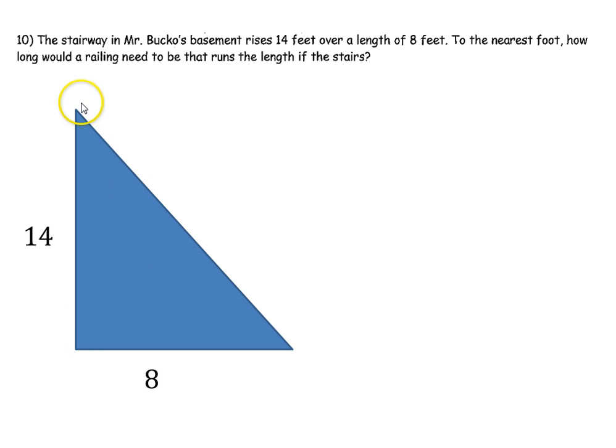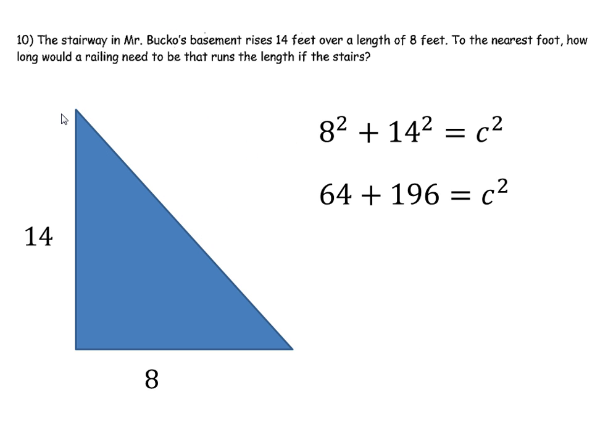So we're going to use the Pythagorean theorem to find this missing side. So we have 8 squared plus 14 squared equals c squared to find this missing side length. So basic Pythagorean theorem, I'm going to do 8 squared, which is 64, 14 squared, which is 196. That is equal to 260. So 260 is c squared. We don't want to know what c squared is, however. We want to know what just c is. And c is going to be 16.12. So this length is 16.12.